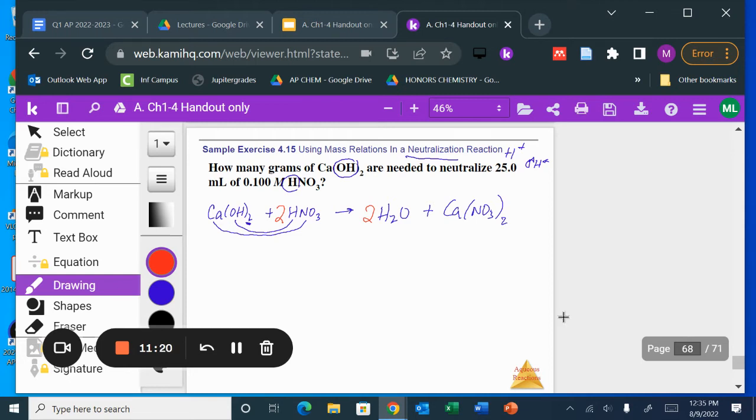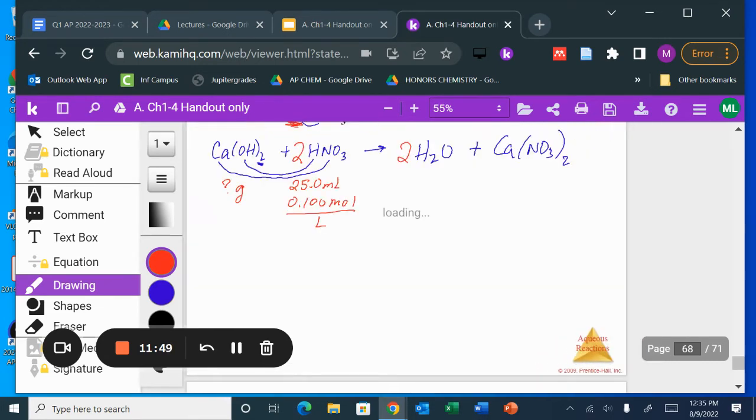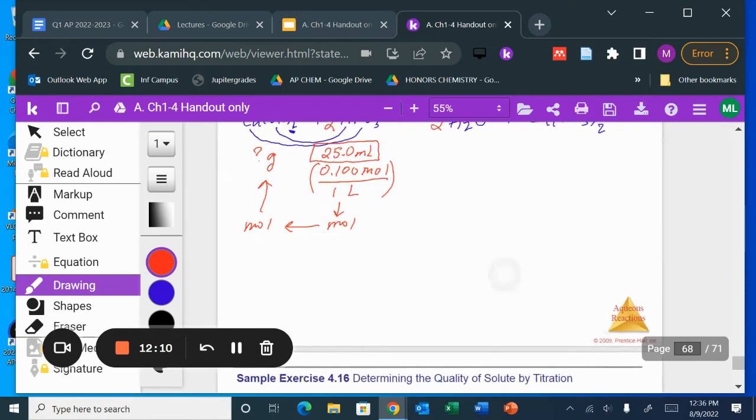It says, how many grams of calcium hydroxide, so you're going to put a question mark here, are needed to neutralize. Neutralize means these two neutralize each other, or they just react. You have 25 milliliters of 0.1 molar HNO3. Instead of writing molar, I'm going to write moles per liter. So what I will do here is use the molarity as a conversion, to go to moles here, and then go to grams. This is my singleton, that means a single unit, and I'm going to start my problem there.